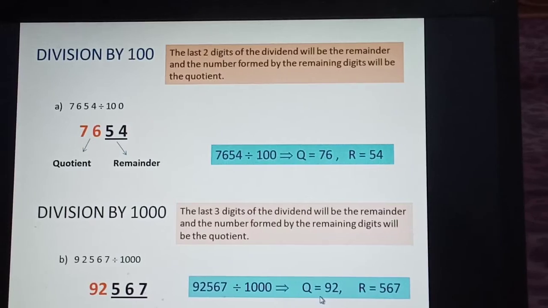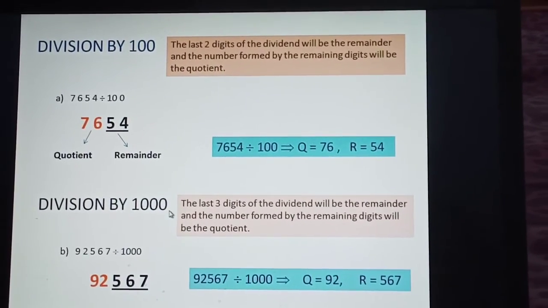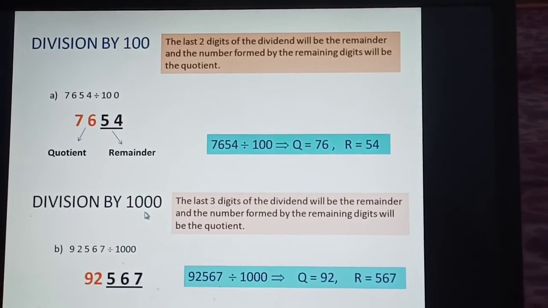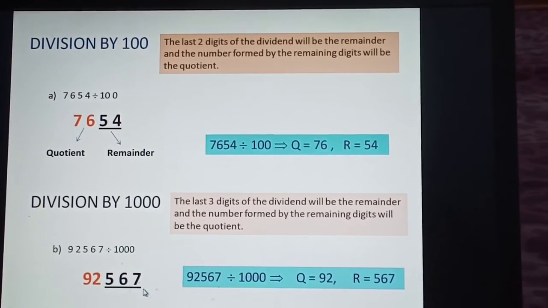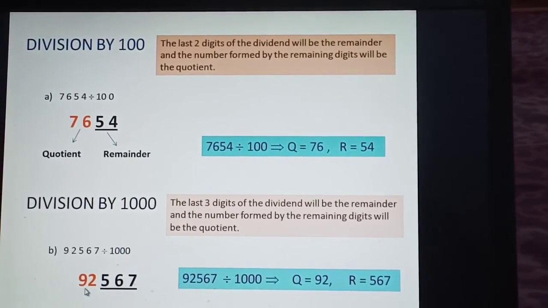So it is easy. Just underline as many digits as many zeros are there, and then those underlined digits will form the remainder and whatever the left digits, they will form the quotient.